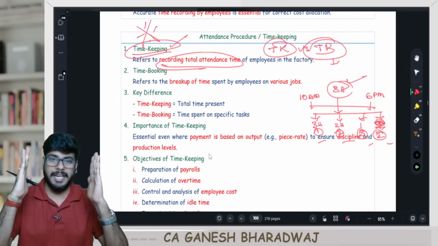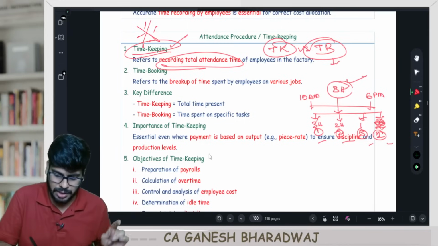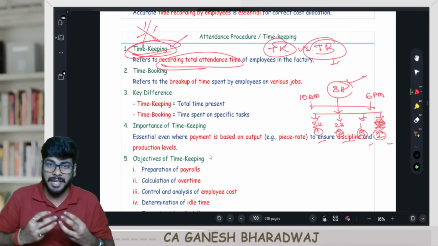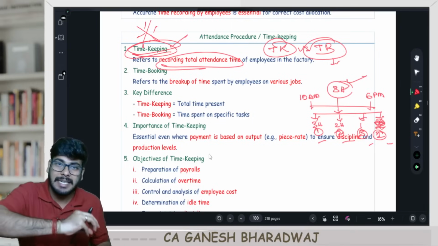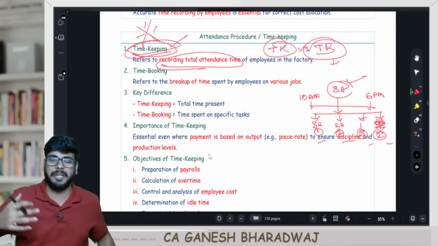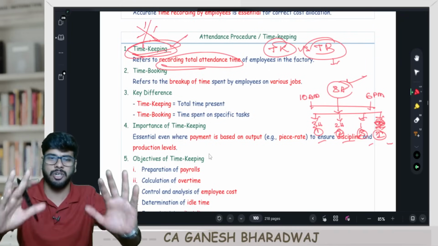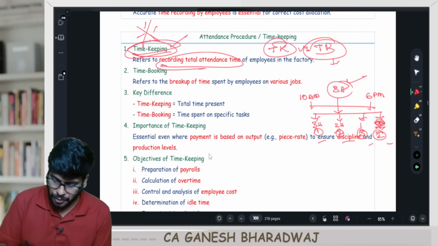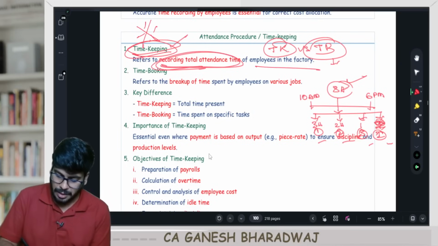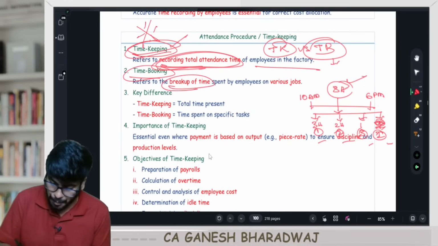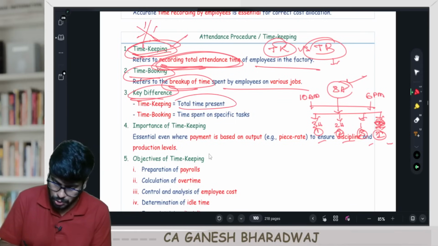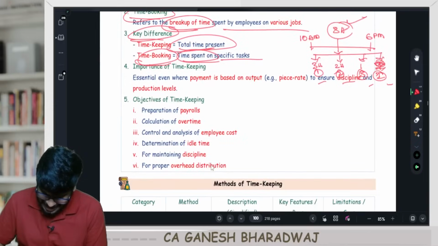So, tracking the entry and exit, his physical presence, is called timekeeping. Having entered the factory, where does he spend the time? Taking this relevant time and booking it to the respective job is called time booking. With this knowledge, any kind of question in this area, you can attempt. Look at this. Timekeeping refers to the total attendance time of the employee, right? Whereas time booking refers to the breakup of time spent by the employees on various jobs, right? So the key difference is timekeeping is total time present. Time booking means time spent on specific tasks. Clear with this, guys?